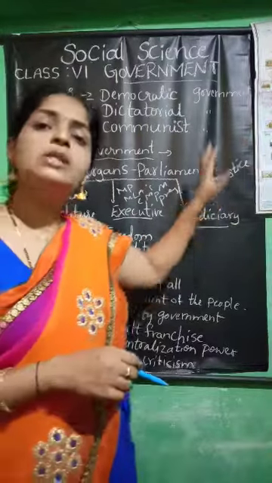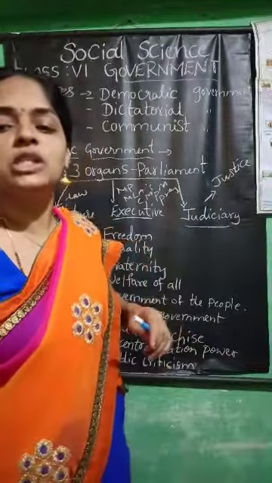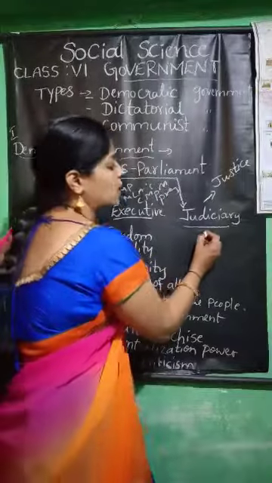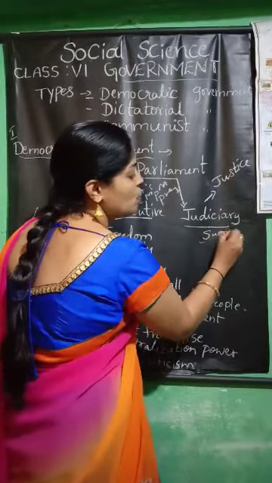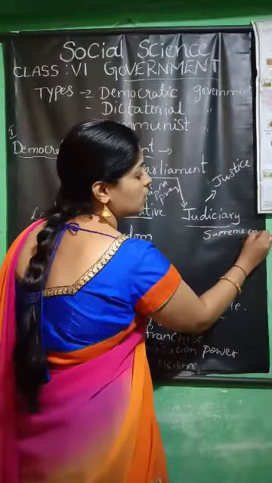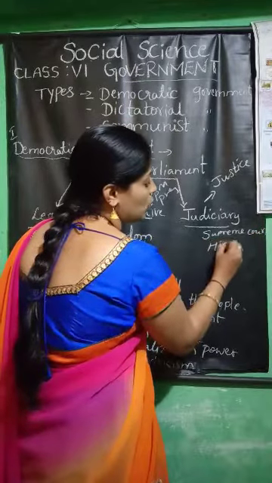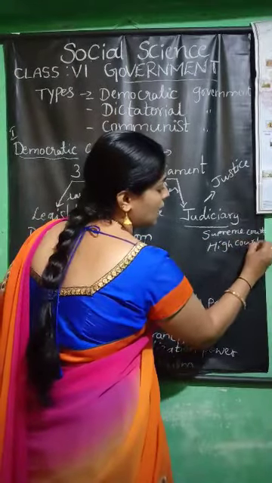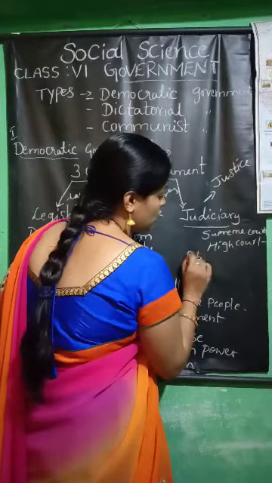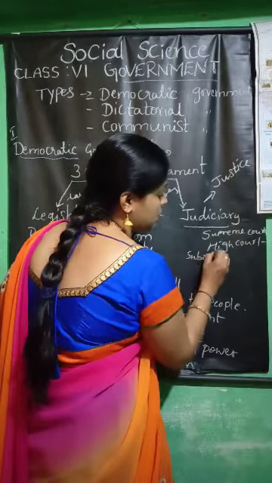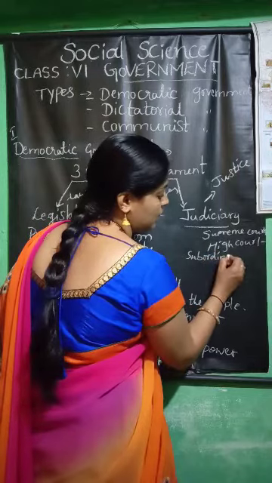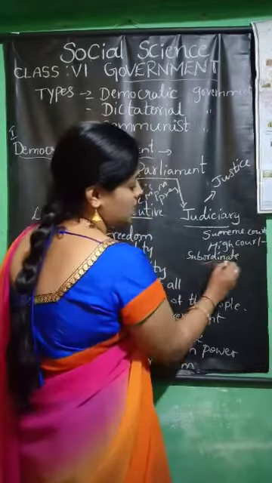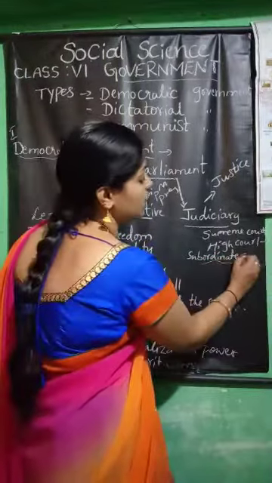Then the judiciary means justice. It will give you justice. What type of justice? How can they give it? For example, Supreme Court, yes or not? And High Court. What is that? High Court. And there will be subordinate courts, children. What is that? For example, the local justice that we are having. What we call that? Subordinate court.